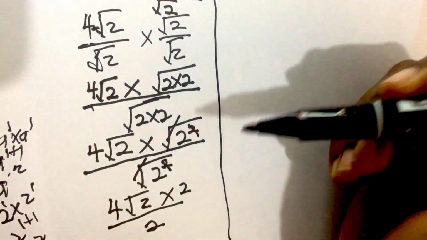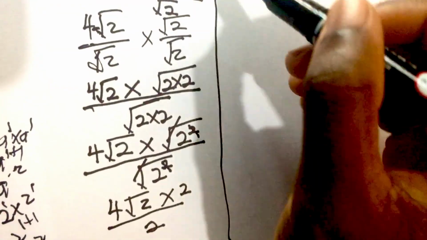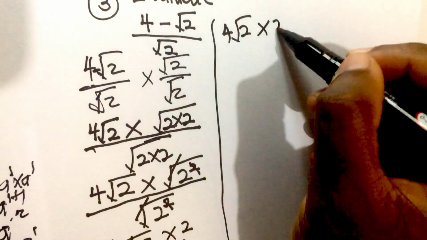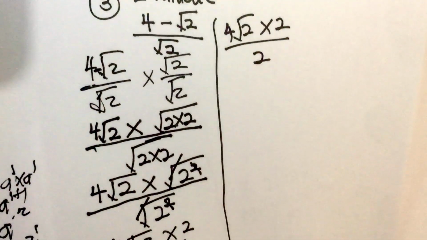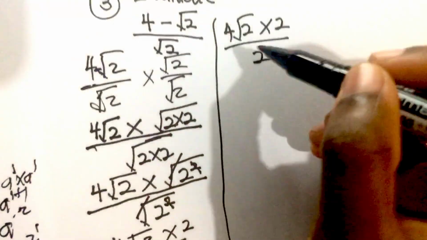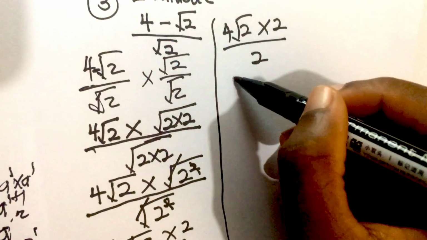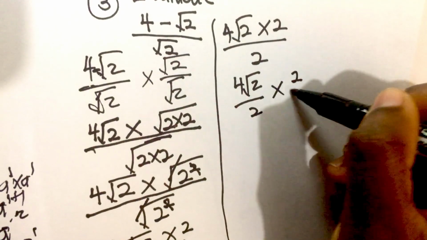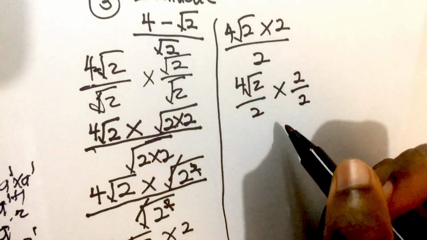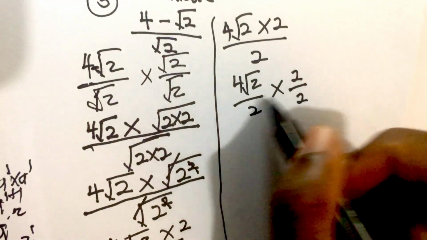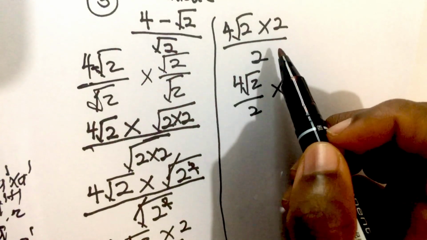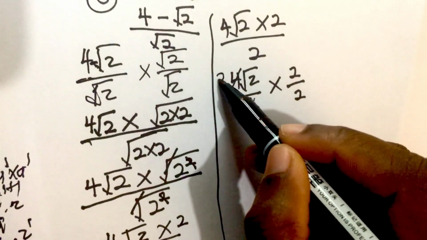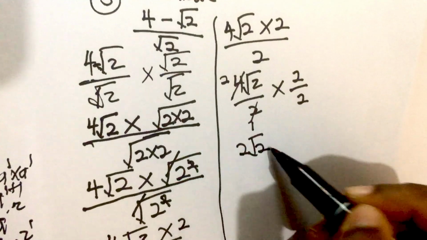So what's next? Let me write it here. 4 root 2 times 2 divided by 2. Can we simplify further? Yes, this fraction can be written in a simple way. That's 4 root 2 divided by 2 times 2 divided by 2, because if the denominators are the same, you can still send this back to the initial position. So the 2 here can go into itself 1 and go here 2 times. That will give you 2 root 2.